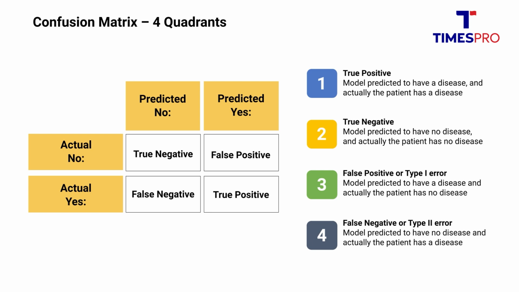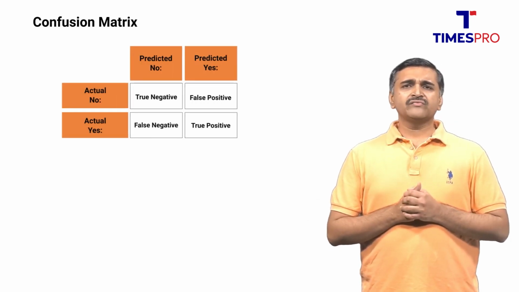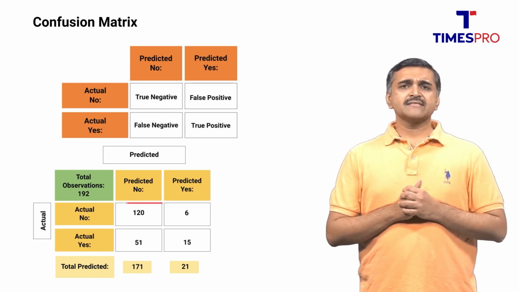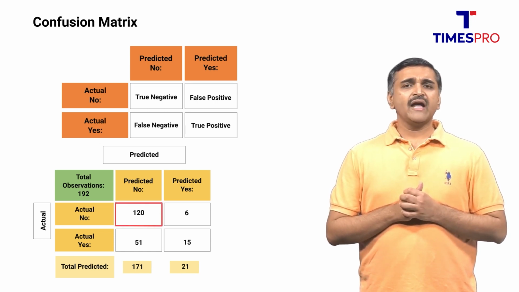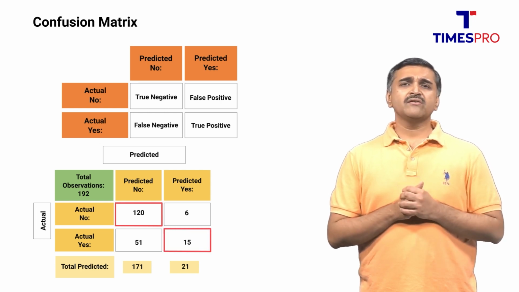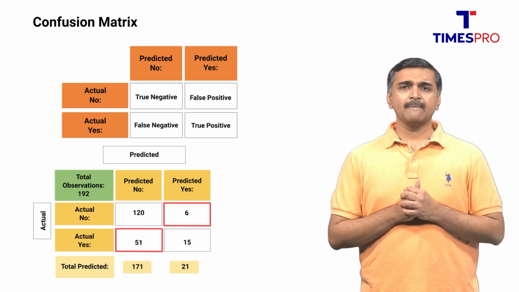The model predicts the patient to have no disease and actually the patient has a disease. This is called false negative or type 2 error. In our example of the confusion matrix, we have true negative as 120, true positive as 15, false positive as 6 and false negative as 51.